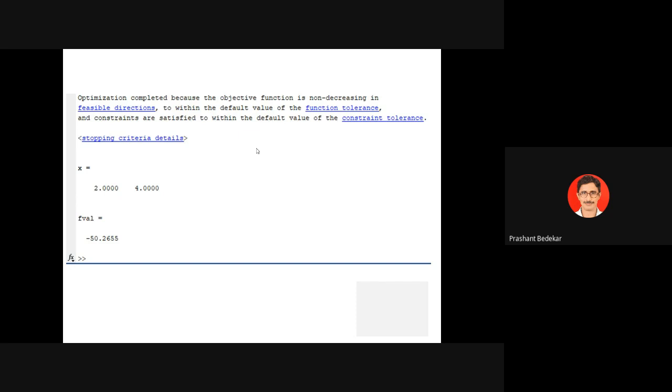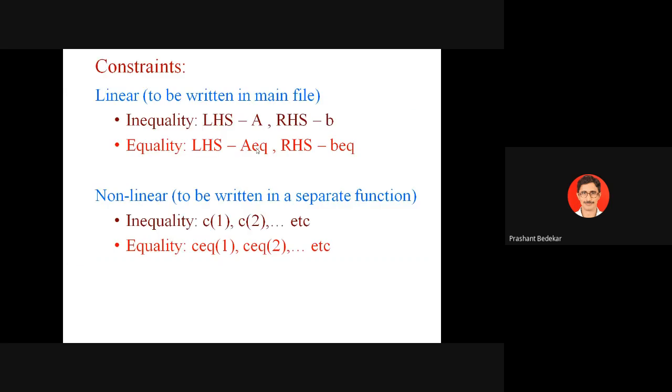Anyway, I'll continue with one thing which will give you an idea what is to be written where. Constraints, as I said, can be of 4 different types in this particular case. Linear inequality, linear equality, non-linear inequality, non-linear equality. You can just read this and you will realize what is to be written where. Linear inequality is to be written in the main file. Linear equality also to be written in the main file. So linear constraints are to be written in the main file.